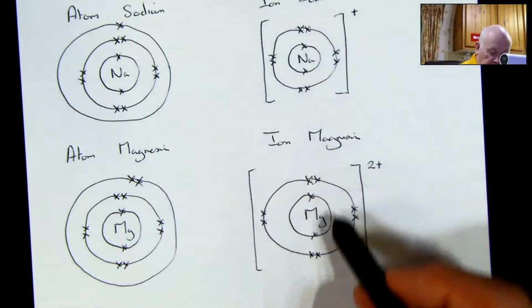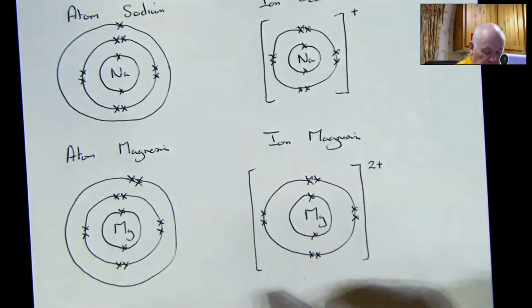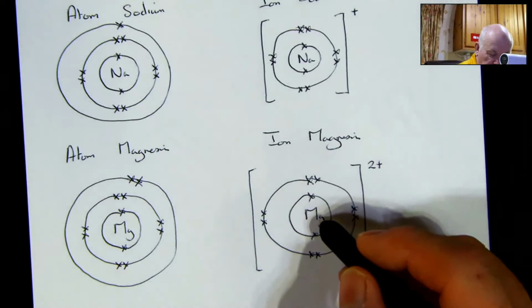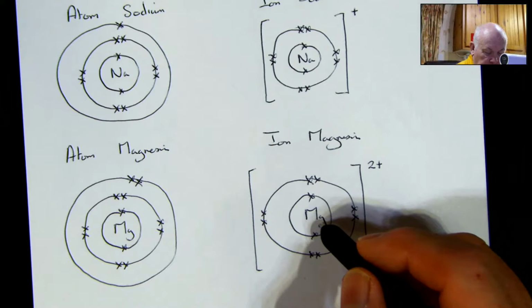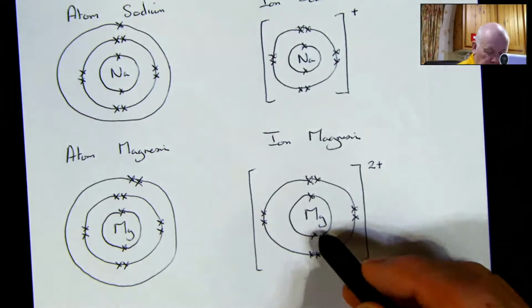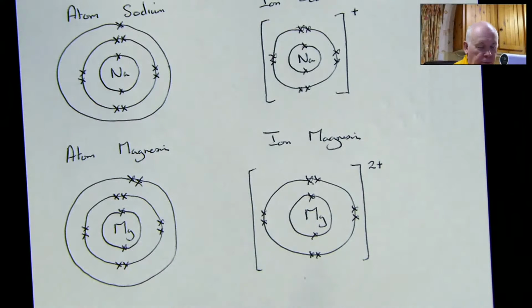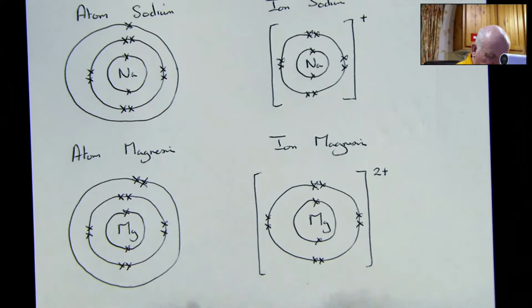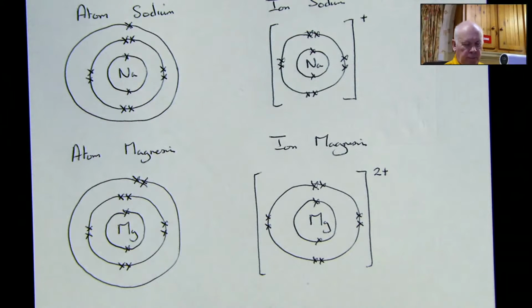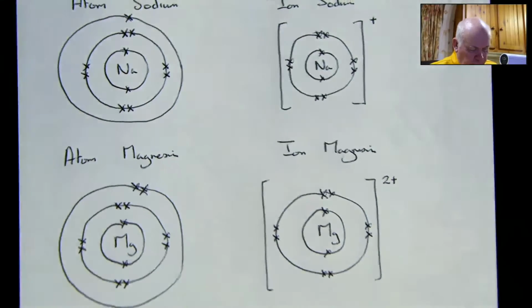The difference, of course, is not in the electronic structure, but the difference is that magnesium has an extra proton than the sodium, and that changes its properties as an atom. So that's making an ion. Let's now go and have a look at what is an isotope. So we've made atoms. Let's make some isotopes.